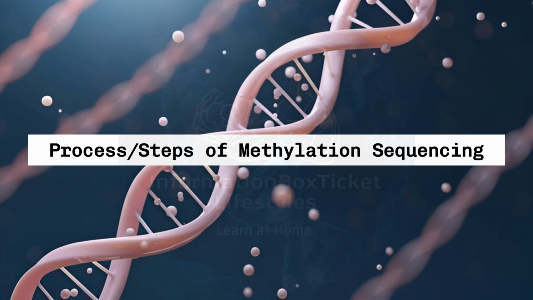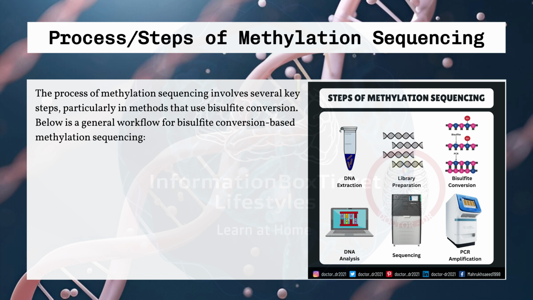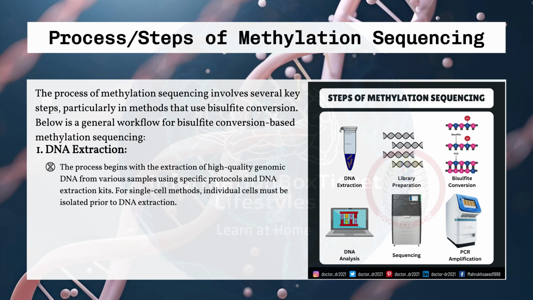Process, steps of methylation sequencing. The process of methylation sequencing involves several key steps, particularly in methods that use bisulfite conversion. Below is a general workflow for bisulfite conversion-based methylation sequencing. 1. DNA extraction. The process begins with the extraction of high-quality genomic DNA from various samples using specific protocols and DNA extraction kits. For single-cell methods, individual cells must be isolated prior to DNA extraction.